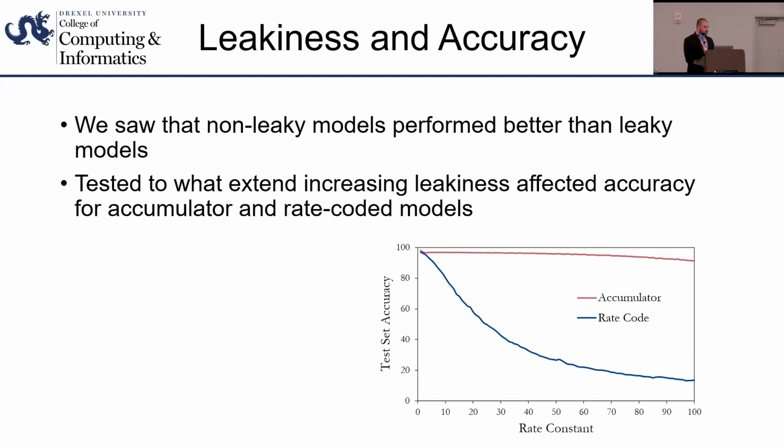So we saw that the non-leaky models perform better than the leaky models, and we tested to what extent increasing our leak constant had on our accuracy. In red, we show the accumulator model, and in blue, the rate-coded model. You can see that the accumulator model is more robust to increases in the leak rate constant, but both models showed decreasing performance as the tau value from the earlier function increased.